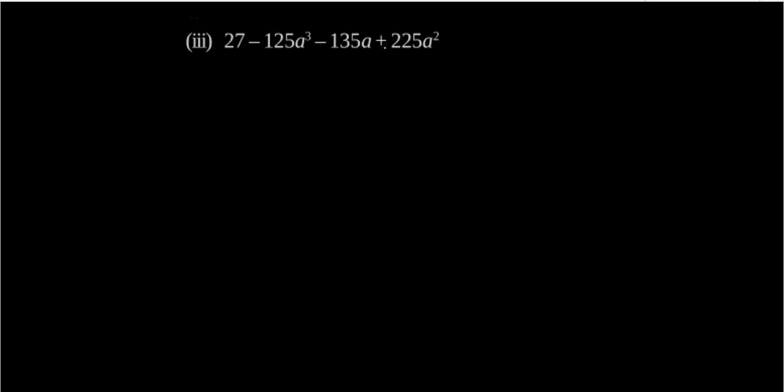We need to factorize this given polynomial. So let me identify what format it is. It is having only one variable, but these two terms are looking like cubic terms. This 27 can be written as 3 cube, 125 can be written as 5 cube. So if we write like this, 3 cube minus (5a) the whole cube minus 135a plus 225a square.